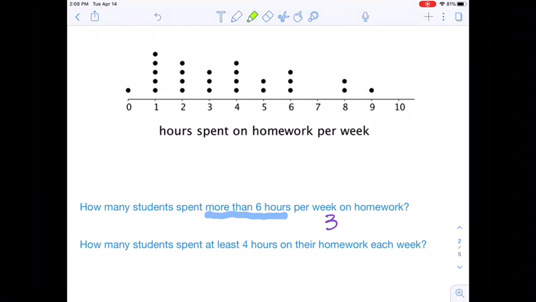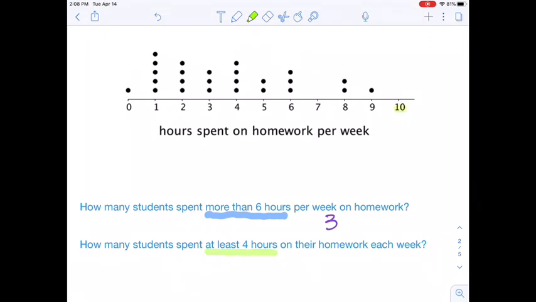Let's try the next one. How many students spent at least 4 hours on their homework each week? Let's think about that for a second. What does at least 4 mean? If I did something at least 4 times, it means I did it 4 or more than that. At least 4. 4 is the lowest number it could be. So let's use the same strategy we did last time. Is 10 at least 4? Is it more than 4?